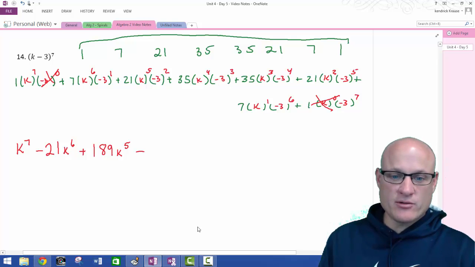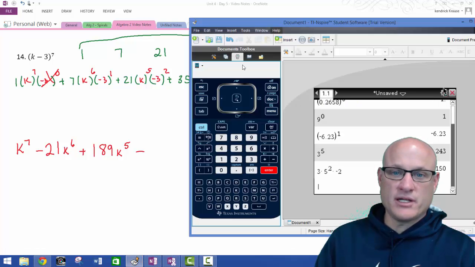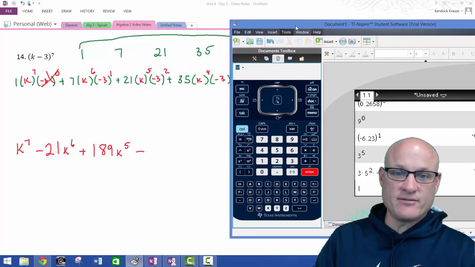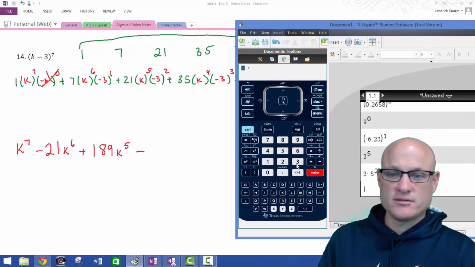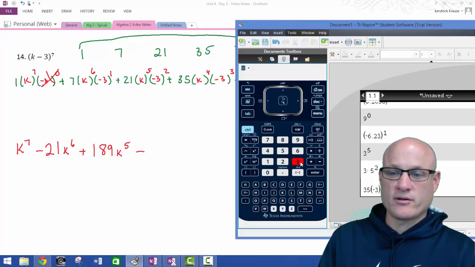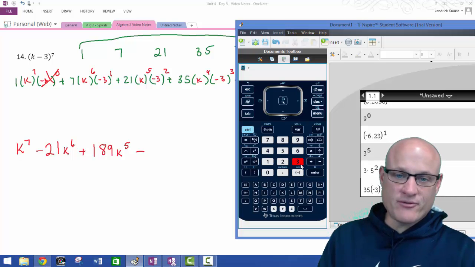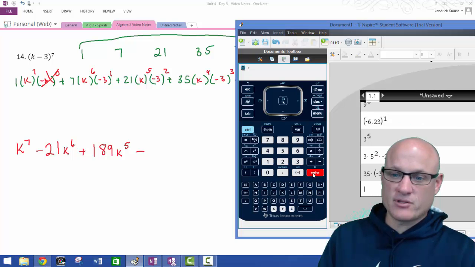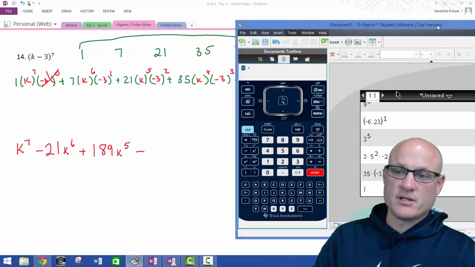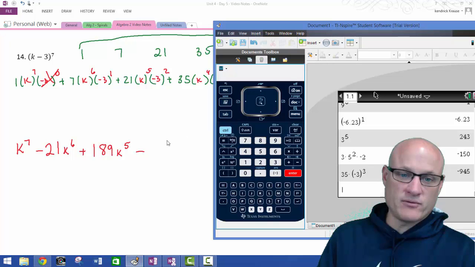Minus. Now we're going to use our calculator, because now we're just going to grab the calculator. Boom. And it's 35 times, parentheses, negative 3 raised to the 3rd power. And that's 35 times negative 27. Don't have any trick for that. That's just negative 945.